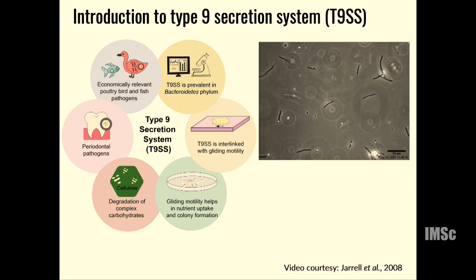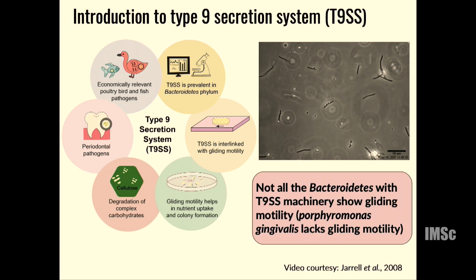This phenomenon is called gliding motility, and this bacterium uses gliding motility for nutrient uptake and survival. Another important feature is that there are bacteria where T9SS is present but which are non-motile and do not exhibit gliding motility. One such example is Porphyromonas gingivalis, a periodontal pathogen that does not have motility, while some others do. Also, some bacteria, for example johnsoniae, secrete digestive enzymes which can degrade complex carbohydrates. And from a biotechnology application perspective, the secretion system is also very important.